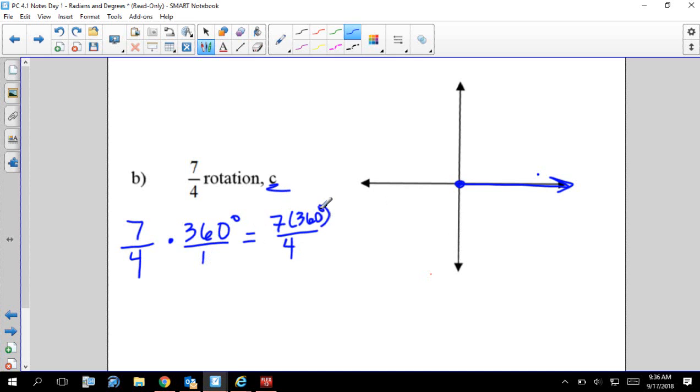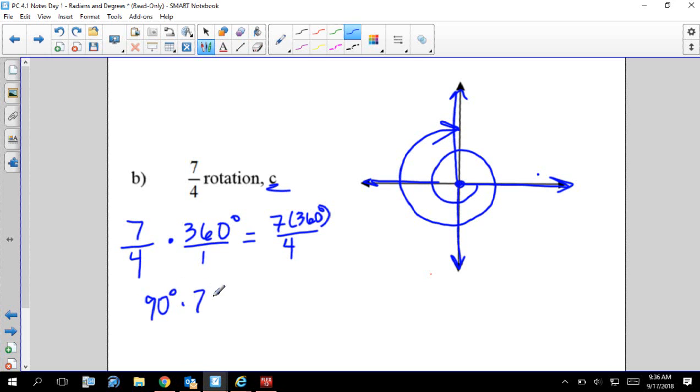So the whole thing, if I divide this by 4, what is each one? What is each one? 90. And how many am I going through? 1, 2, 3, 4, 5, 6, 7. So 90 times 7 is 630, except which direction did I go? Went clockwise, so you have to write negative. Negative just says which direction you traveled.